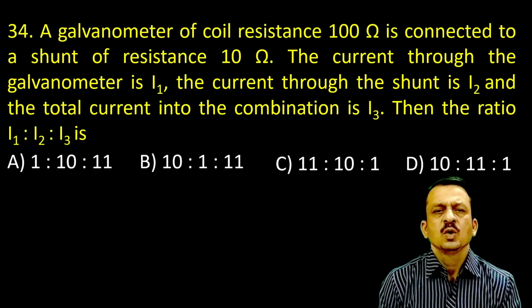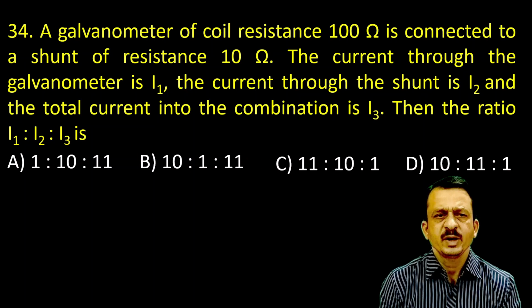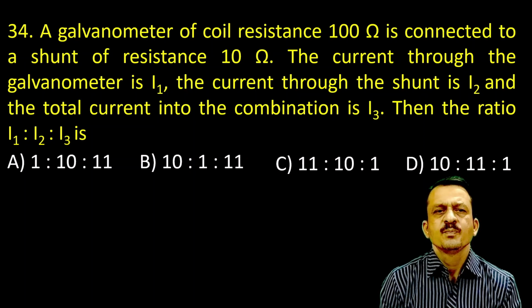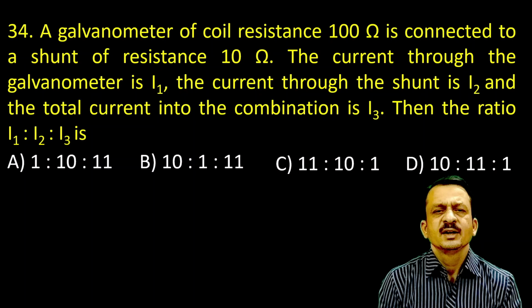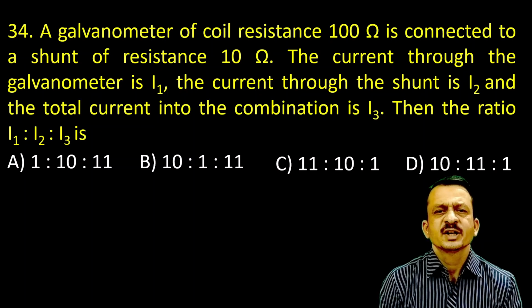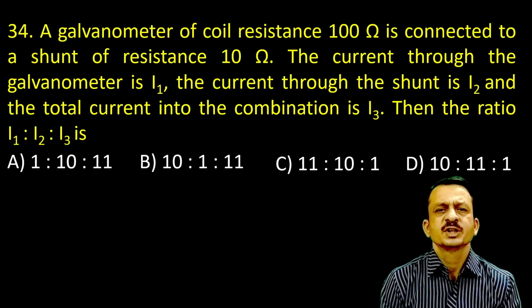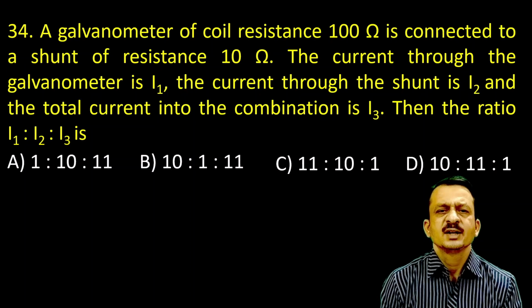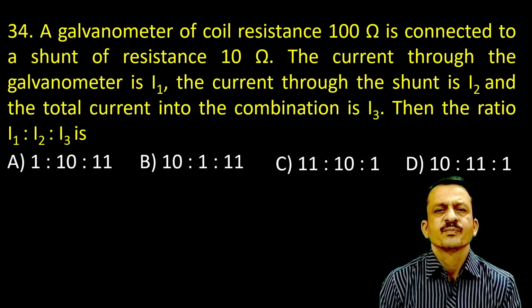Options: A, 1 is to 10 is to 11; B, 10 is to 1 is to 11; C, 11 is to 10 is to 1; D, 10 is to 11 is to 1. Now here the current flowing through the galvanometer is taken as I1 and current flowing through the shunt is taken as I2, and their sum is I3.